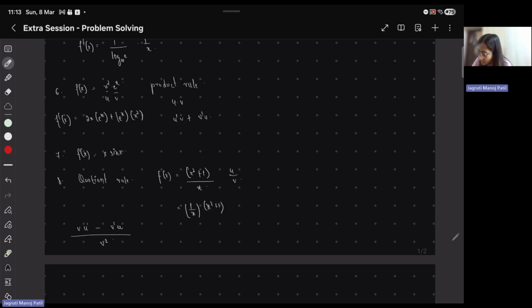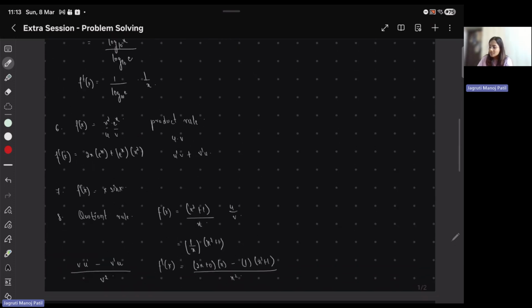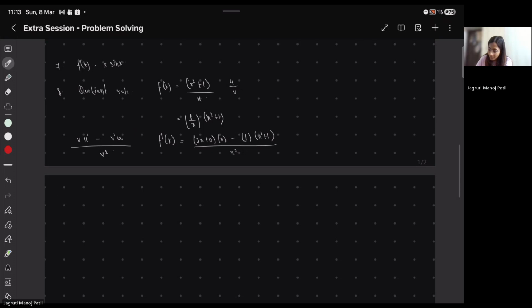So in this case, let's write f dash of x equals, first derive your u, which is 2x plus 0. Keep this constant, minus derive your v, that's 1. Then keep your upper one constant and then take the square of the denominator term. That's it. That's your final answer. Then you can rearrange the terms again, and you'll get the answer there. Okay. Next one.